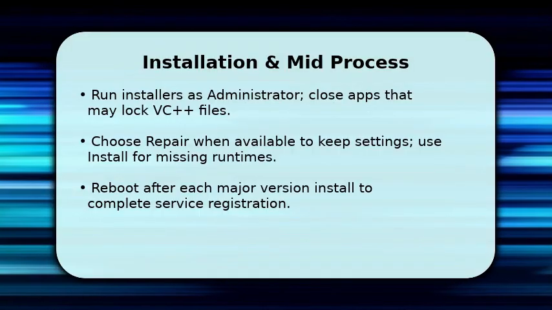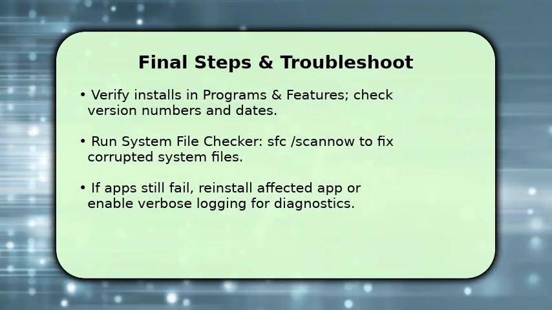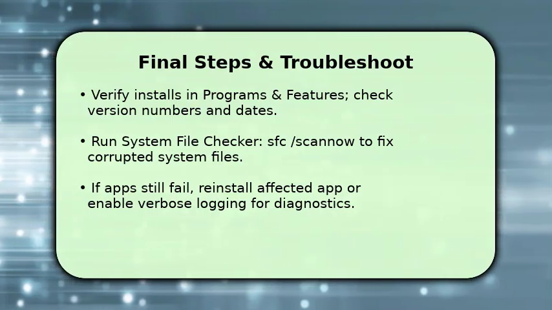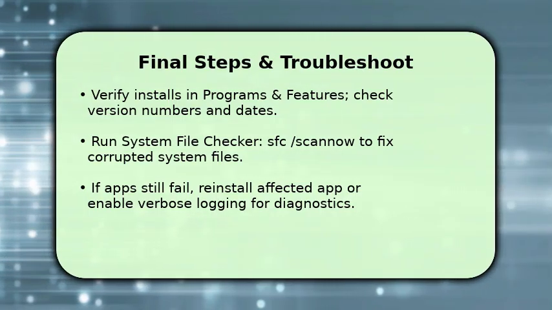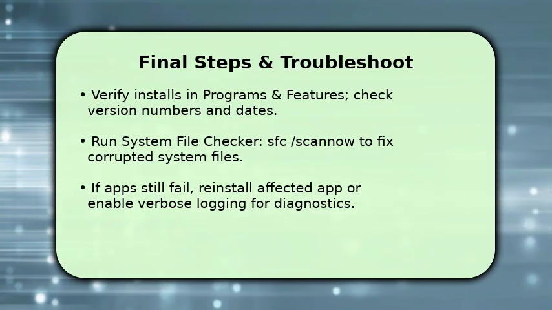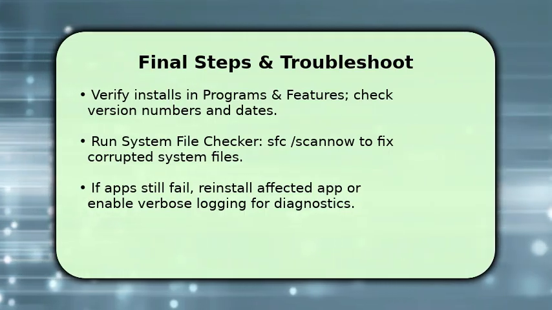You finish by verifying each Visual C++ entry in Programs and Features to confirm correct versions and recent install dates. Once verified, run sfc /scannow to repair system file corruption that can mask runtime issues. If an application still fails, reinstall that application so it picks up the correct redistributable, and enable verbose logging or Event Viewer to capture loader errors.